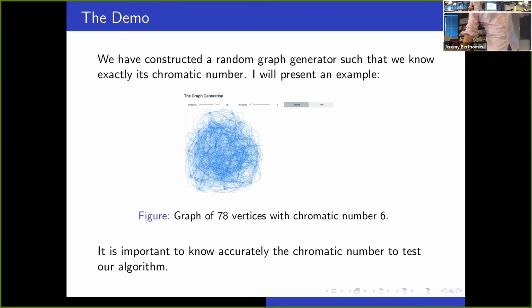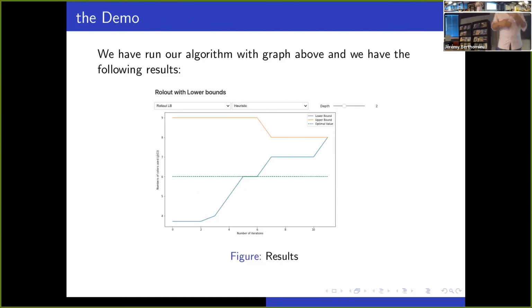For this graph with 78 vertices with chromatic number 6, we have run our algorithm and we have the following results. After 10 steps, we follow with our heuristics and the lower bound, and our algorithm has said that our number is 8. So we could paint this graph of 78 vertices with 8 colors. It is not the optimal, but it is very close to the optimal.